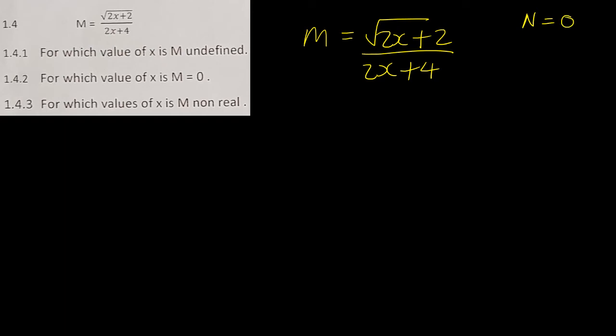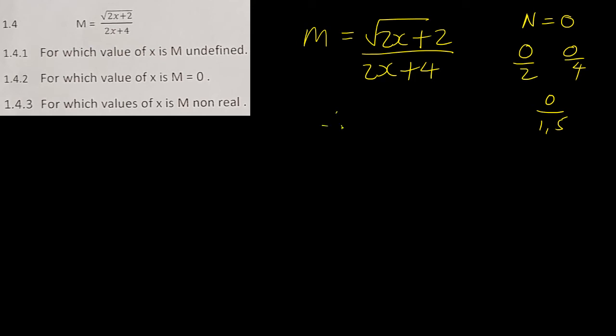1.4.2, for which value of x is m equal to 0? So let's write the question down. We've got m is equal to the square root of 2x plus 2 divided by 2x plus 4. Now in order for me to arrive at m equal to 0, the numerator must be 0. So it would be 0 divided by 2, or 0 divided by 4, 0 divided by 1.5. Anything that 0 is divided by will always be 0. So therefore I need to take the top part and equate it to 0.